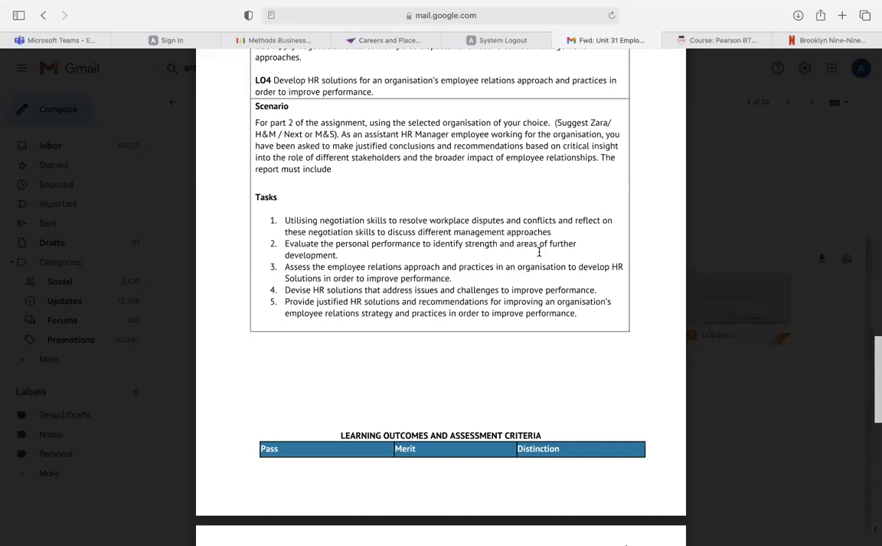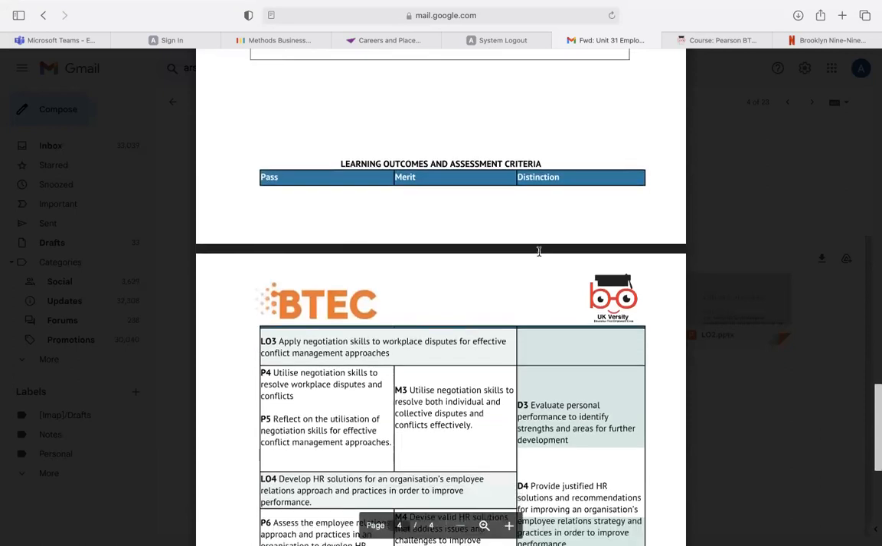So recommendations for improving an organization's employee relationship strategy and practices in order to improve performance. The end goal is always improving performance, or looking at the organization's growth, or being profitable in the future. That's what the end goal always would be.